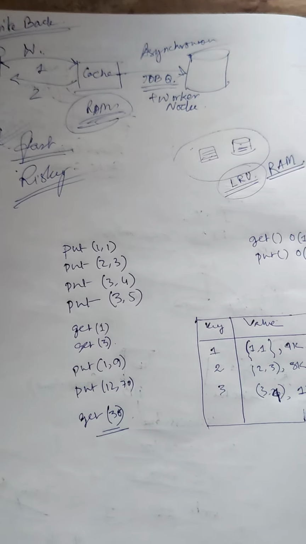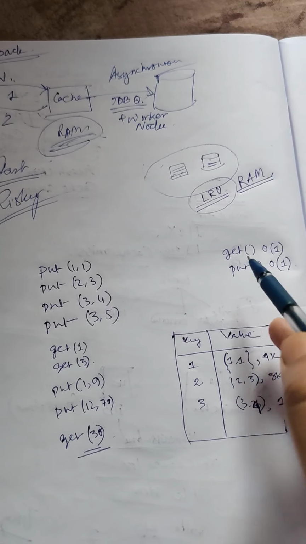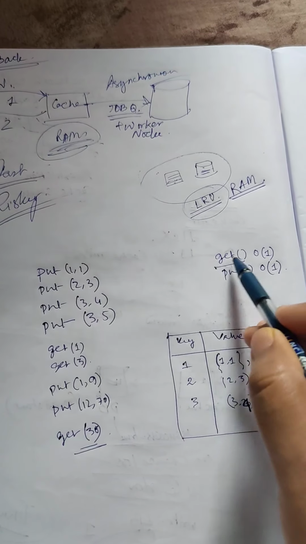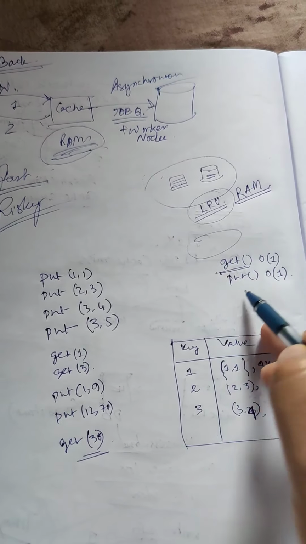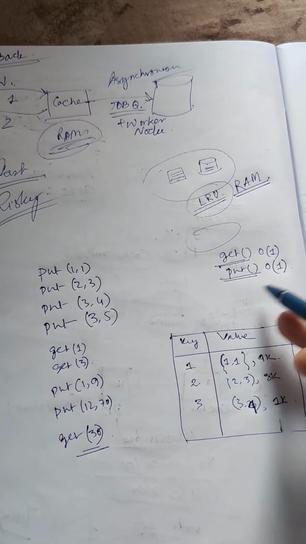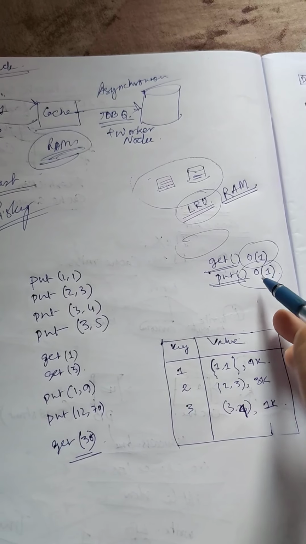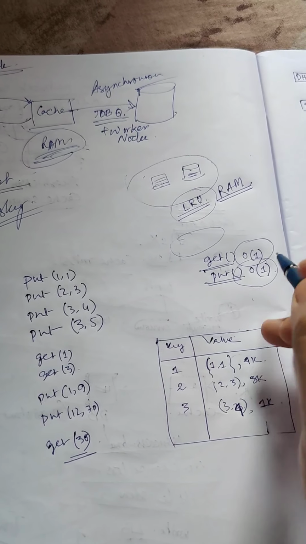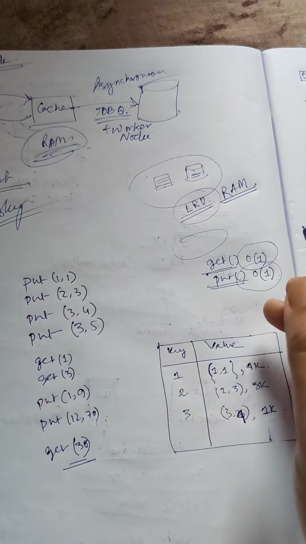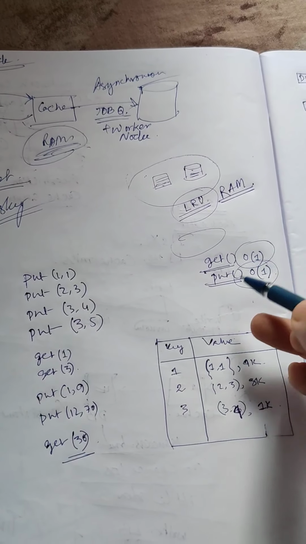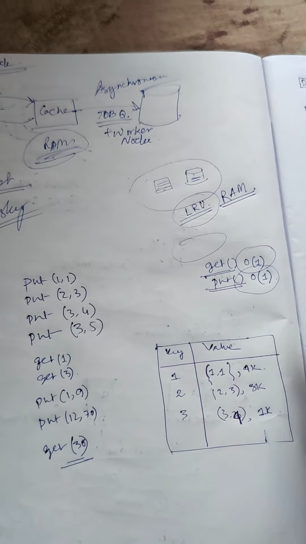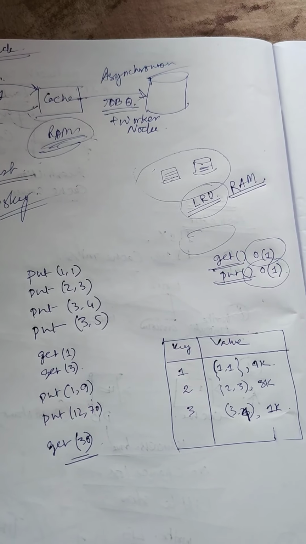So what does it talk about? It also says that whatever get operation we do on our cache, and whatever put operation we do on our cache, will take big O of 1. That means the time complexity is going to be constant, so it's very efficient. And how it is happening, we will have a look at that also. Let's get into the detail.